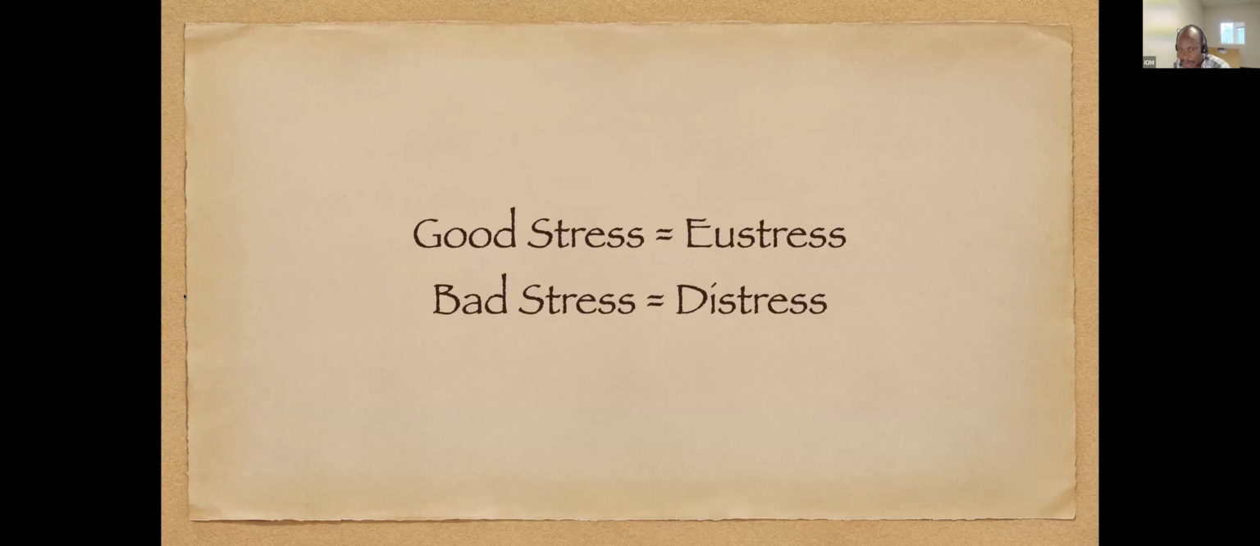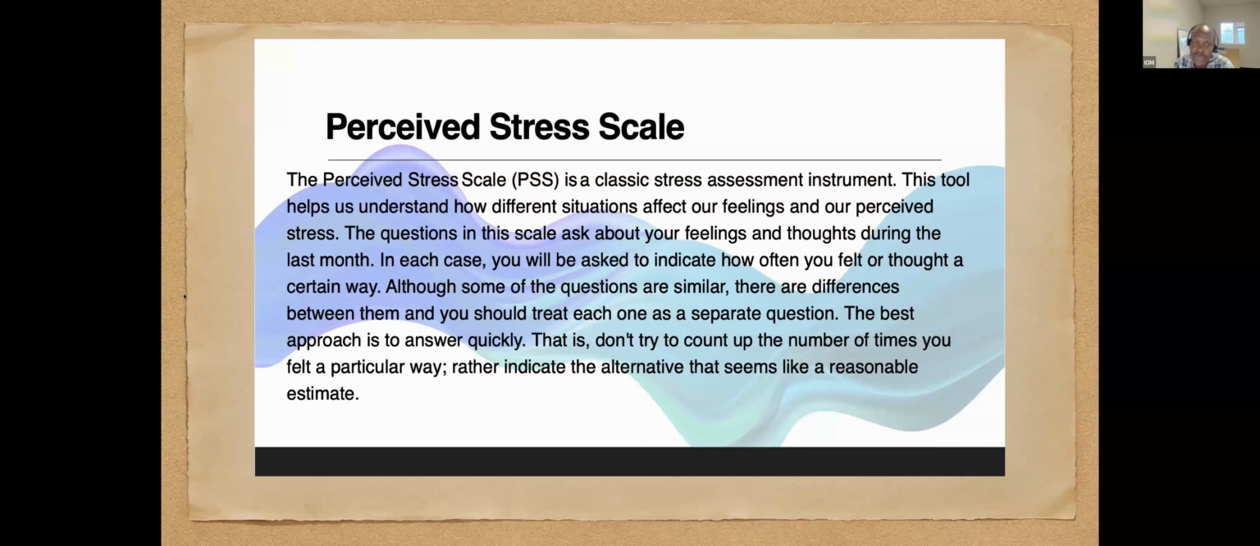Turns out that stress, there are two kinds. There's good stress and there's bad stress. Good stress is also known as eustress. And bad stress is what we call distress. There is an instrument that is used to assess how different situations affect us.